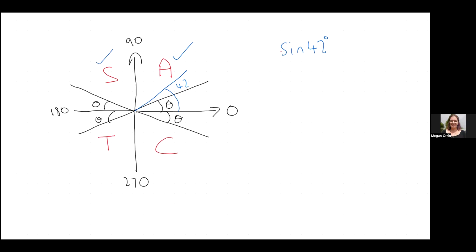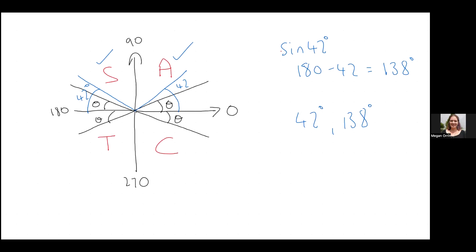Now, remember, I only care about how far away I am from the x-axis. So I need to go 42 degrees in this direction. So isn't that just 180 minus 42? Make sense? So I'm at 138 degrees. Are you with me? So these two, 42 degrees and 138 degrees, are equivalent angles. All right, let's do it again.